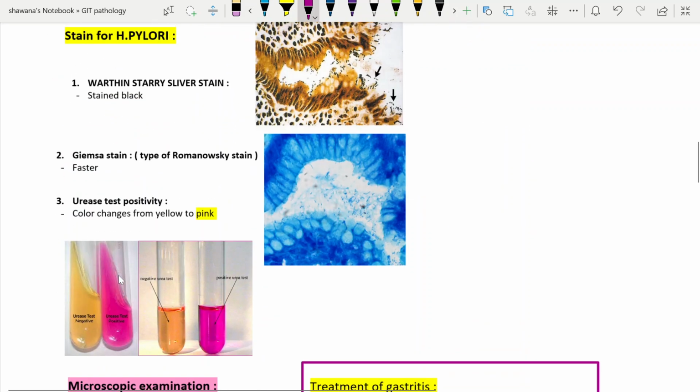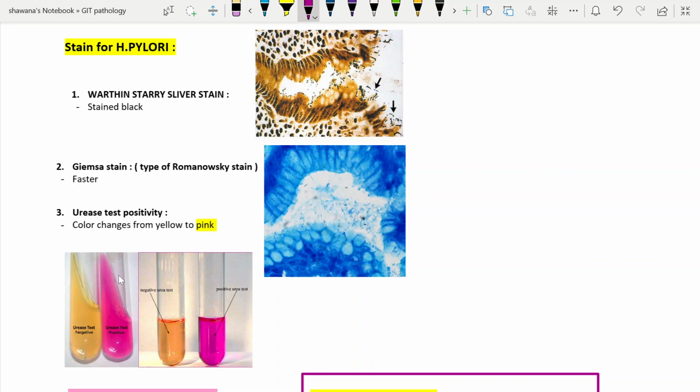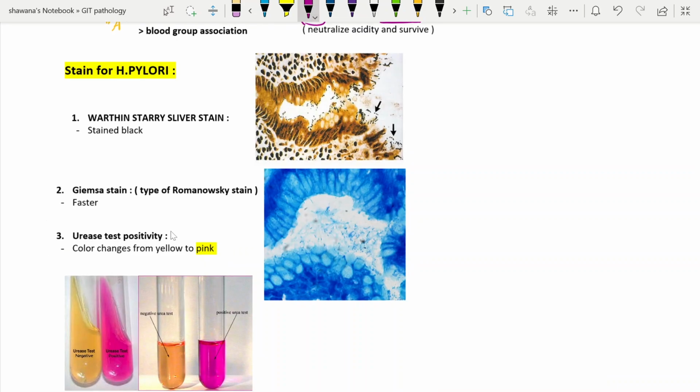Let's talk about the stains that we can use to stain H. pylori. These are for laboratory examination and diagnosing of H. pylori infection. There are three types of stains that we are using now. First is the Warthin-Starry silver stain, and in this condition the bacteria are stained black. Okay, you can see that H. pylori is stained in black color. It is the Warthin-Starry silver stain.